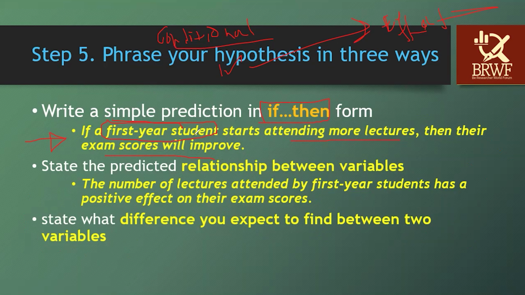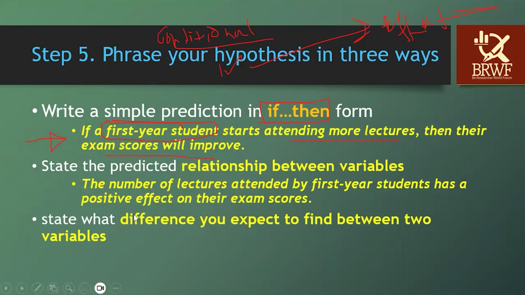But we don't expect a hypothesis like this in the research article. When you are going to write this article, or write a hypothesis in your thesis or your final master or PhD report, we are not expecting this. We expect this: the number of lectures attended by the first year students has a positive effect on their exam results. Then, state what difference you expect to find between 2 variables.